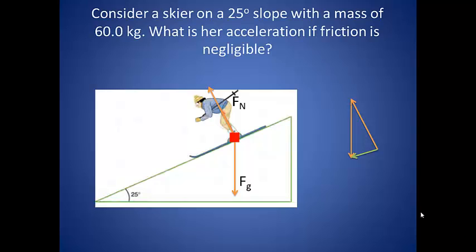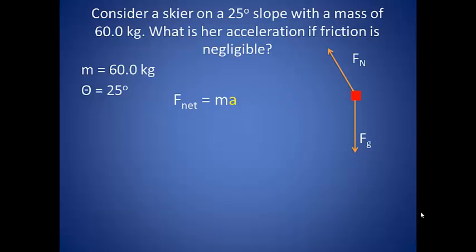If you think about what motion the skier is undergoing, you probably guess that she was accelerating down the hill. From our problem, we know the mass is 60 kilograms and the angle of the slope is 25 degrees. We are looking for the acceleration of the skier. We have already drawn a free body diagram and determined the direction of the net force. Now it comes in handy to be able to rotate our coordinate system so that the x-axis follows along the direction of motion.